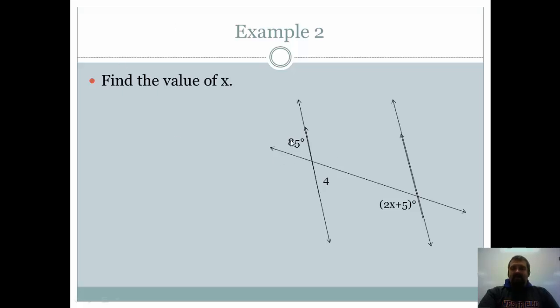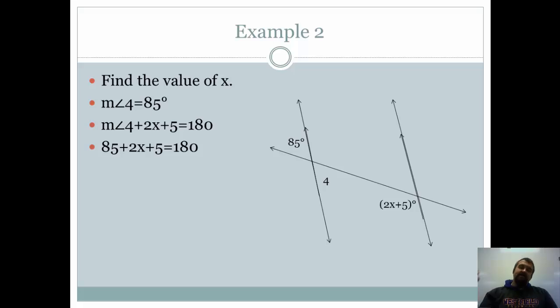Well, 85 degrees and angle 4, well, those are vertical angles because they're across this intersection. So measure of angle 4 has to be 85 degrees. No way around it. Now that I know measure of angle 4 is 85 degrees, plus this 2x plus 5 degrees has to be 180. Consecutive interior angles have to be supplementary if the lines are parallel. So measure of angle 4 plus 2x plus 5 equals 180. Because I know measure of angle 4 is 85, let's plug it in.